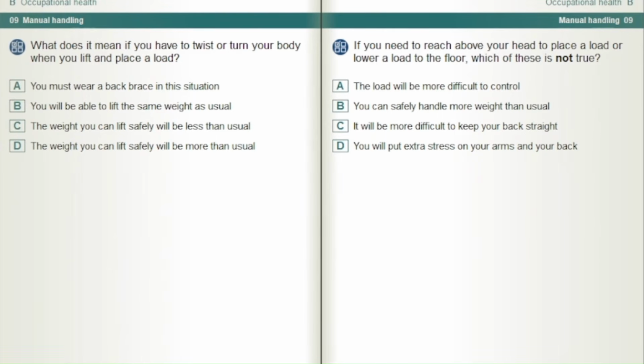If you need to reach above your head to place a load or lower a load to the floor, which of these is not true? The load will be more difficult to control. You can safely handle more weight than usual. It will be more difficult to keep your back straight. You will put extra stress on your arms and your back.